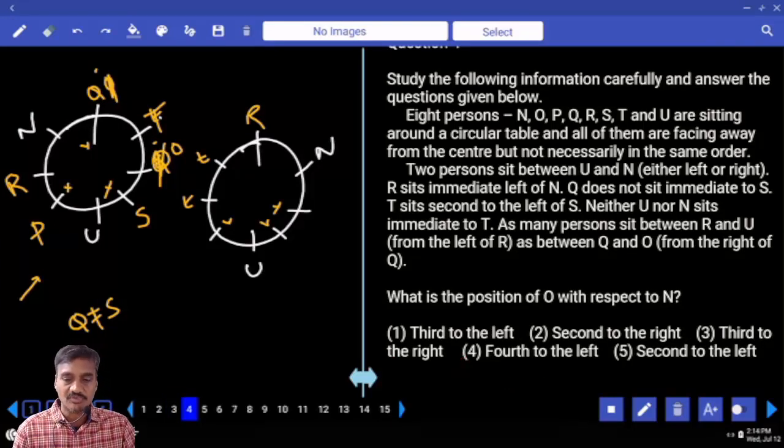And fourth one, what is the position of O with respect to N? O with respect to N, O is third to the right. Now third to the right, that is choice 3, question number 4.